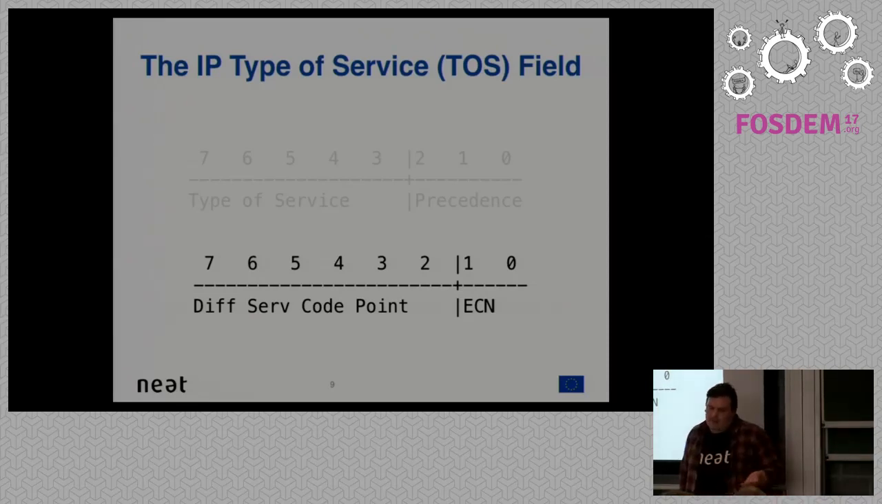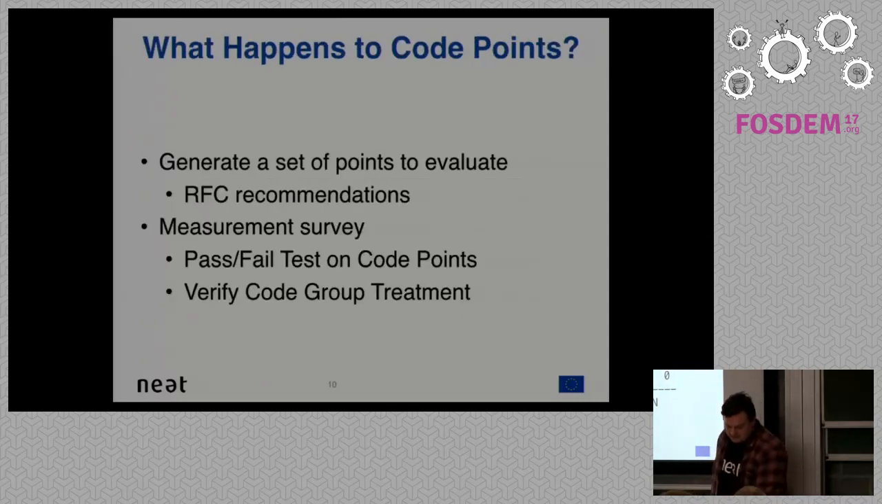So I'm an academic, so we did some tests. We wanted to figure out how code points that are being recommended for use now by the IETF are being treated on the internet. We want to see if there's any pass-fail, if there's any number you can set in a DSCP that will stop packets getting through. And we wanted to verify that the treatment for each of these groups is fair for the groups.